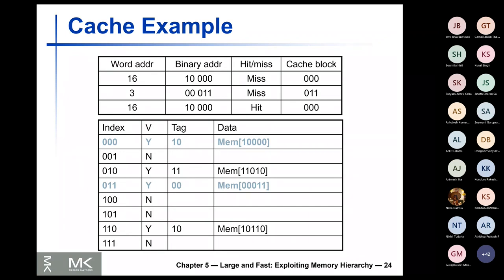Now then 3 more come. First is 16, whose index is 000. It was not present, so it is a miss. The next is 3, whose index is 011. It was not present, so it is a miss. But when a miss happens, of course, you update the cache to store the content from memory. And then finally, the search is again for 16, but this time 16 was present. So there is a hit.